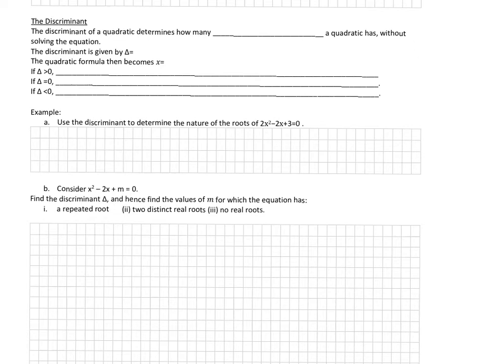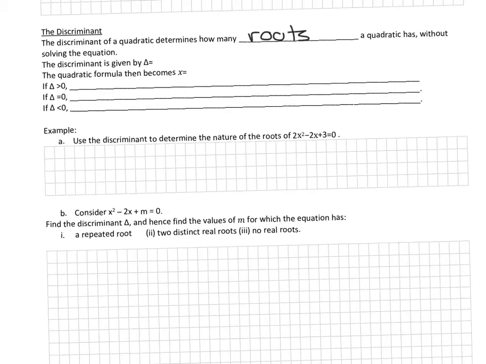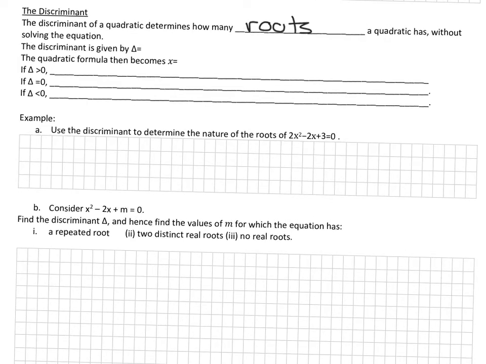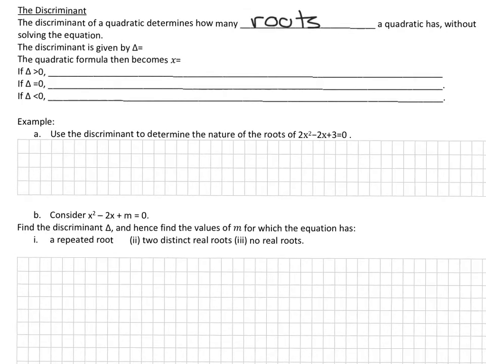Hi all, this is a video on the discriminant, which is actually a really useful part. It's linked to the quadratic equation, and it's a very useful thing that enables us to know how many roots a quadratic has without actually having to solve the equation. And sometimes that's just useful information to know. We can know what the shape looks like, we can know a whole lot of information without actually having to solve the equation.